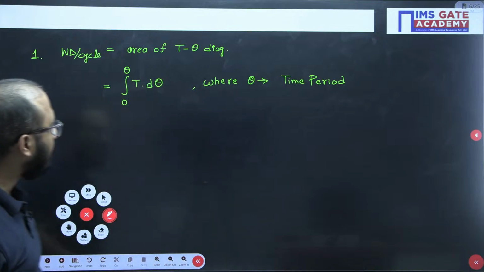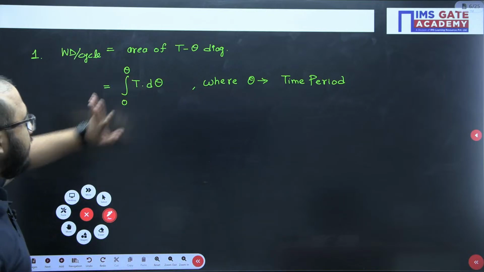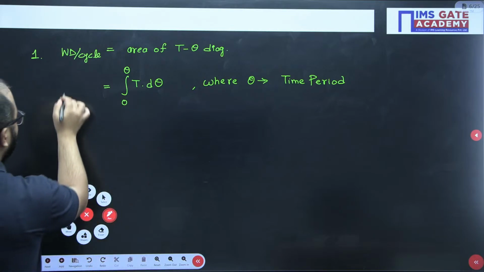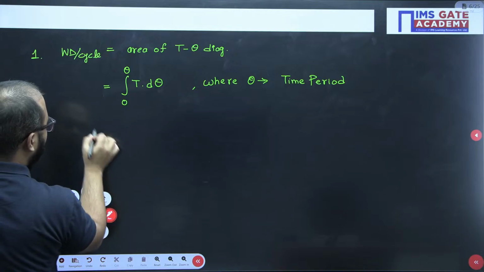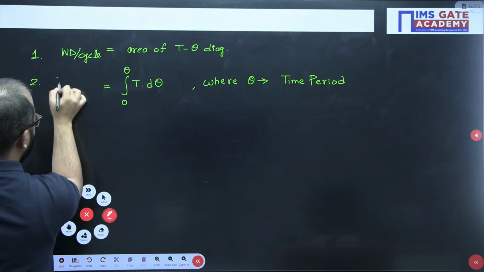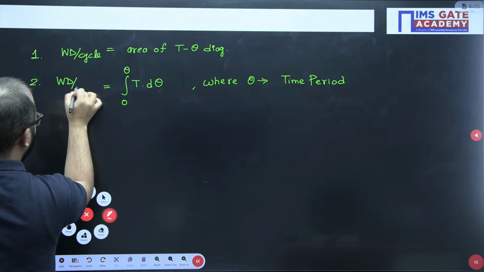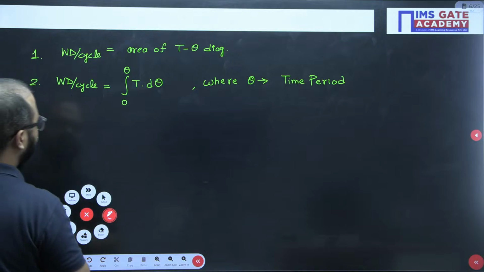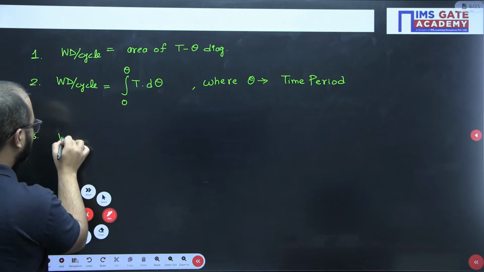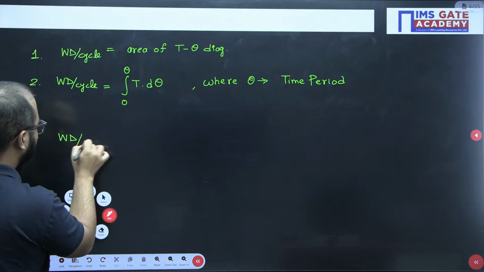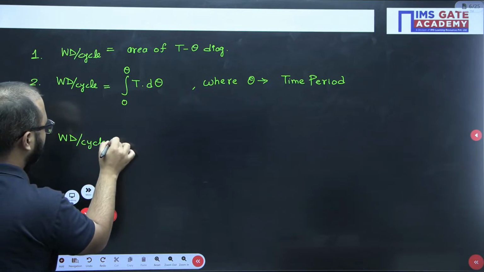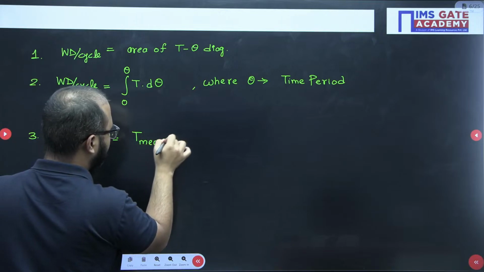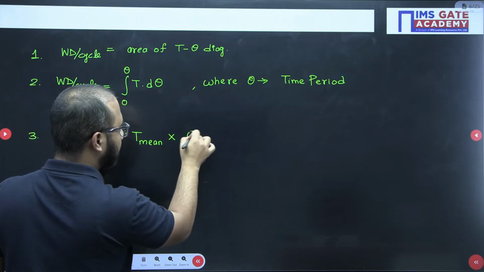Okay, fine. So this work done per cycle is area of T theta diagram, or using this relation also we can calculate. Now another way of writing. So let us write this as a third relation. Please understand. Third relation: work done per cycle equals mean torque multiplied by theta. Theta will be again the time period here.